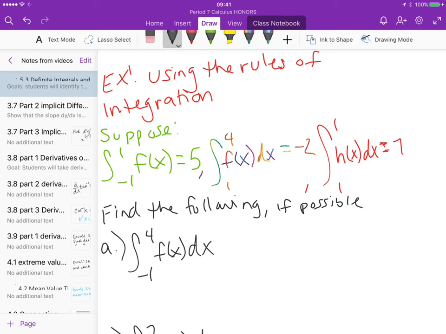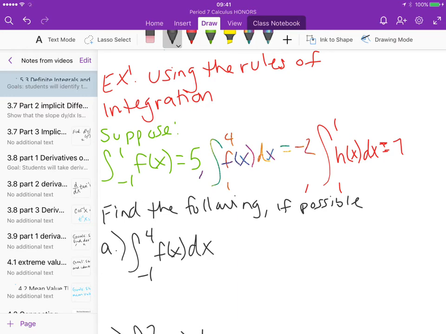Alright guys, so in the previous video we went over the rules of integration. So our goal for this video is now to take these into context and start looking into some examples using some basic rules of integration. It says, using the rules of integration, suppose the following happens.